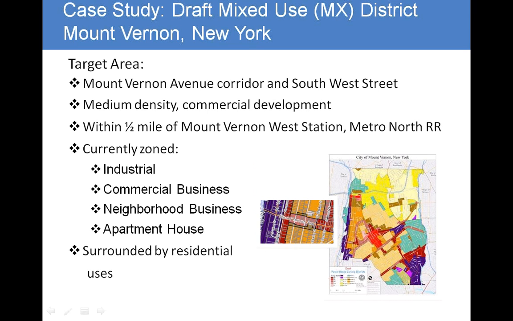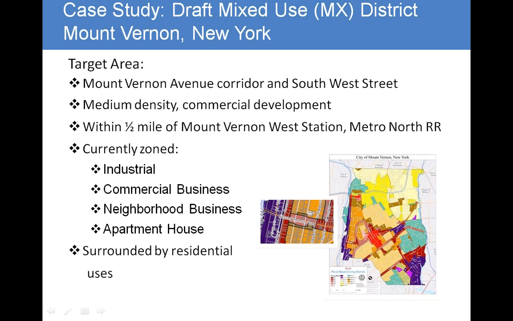With the Center's help, Mount Vernon, New York is using the manual to audit a draft zoning district for an area targeted for sustainable neighborhood development. Mount Vernon's draft mixed-use district would cover an area in the city along the Mount Vernon Avenue corridor and Southwest Street. This area is comprised of medium-density commercial development that is within a half-mile of the Mount Vernon West Station on the Metro North rail line. Currently, this area is zoned industrial, commercial business, neighborhood business, and apartment house, but mixed uses are not allowed across the zones, and the area is surrounded by residences.